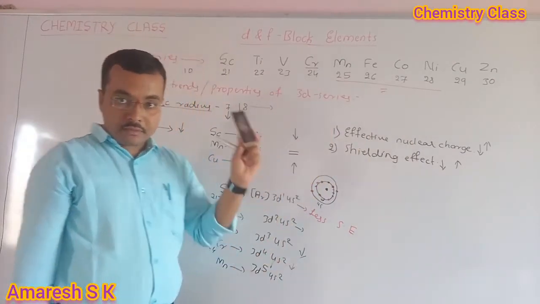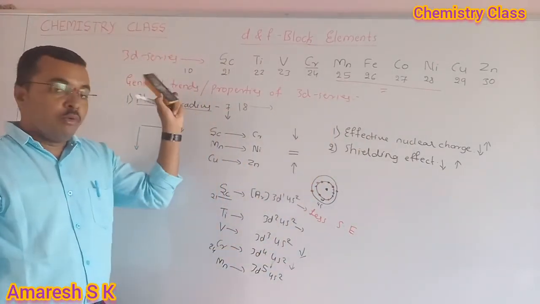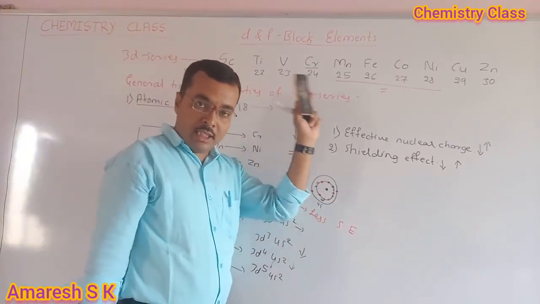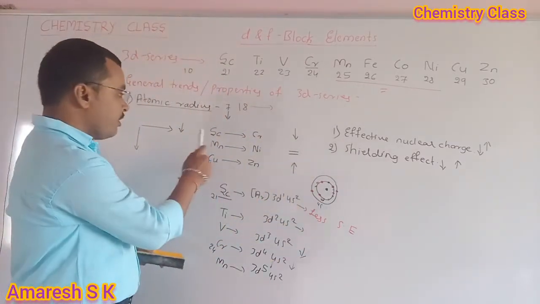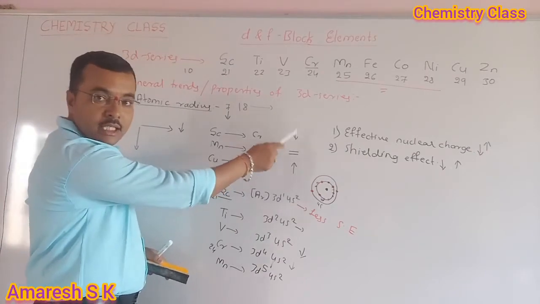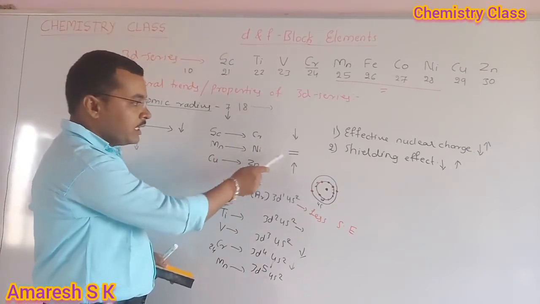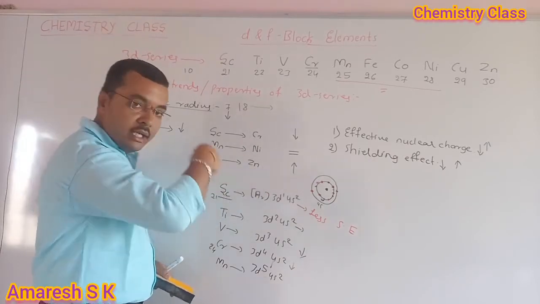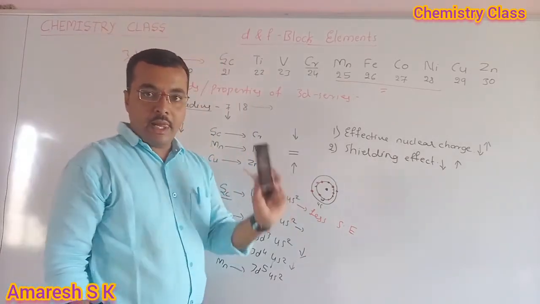But in the 3D series of elements, we can observe there is slight variation in the atomic radius. It means from scandium to chromium it decreases, from manganese to nickel it will remain constant. Next, from copper to zinc, again there is an increase in the atomic radius.